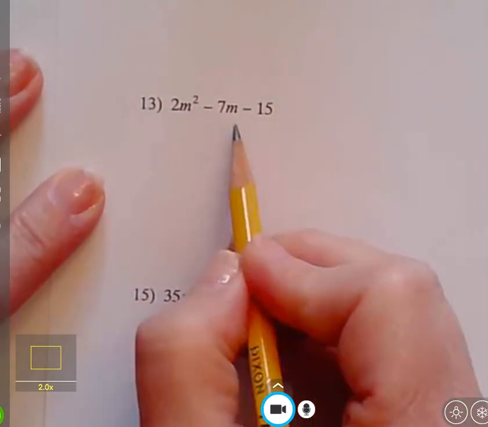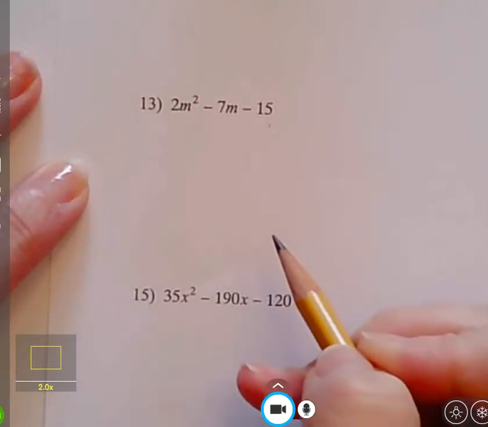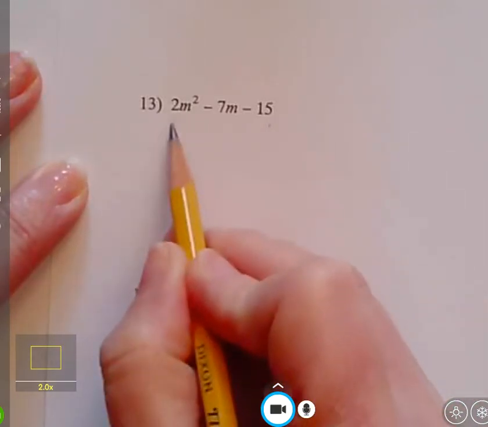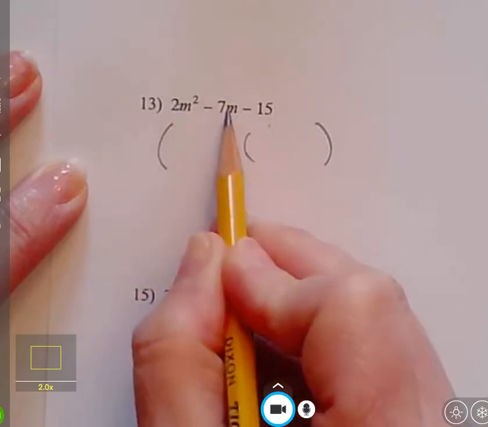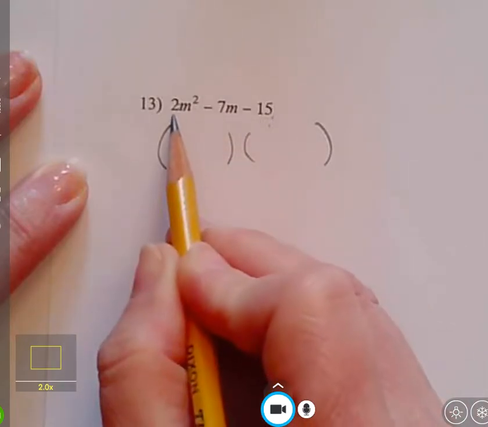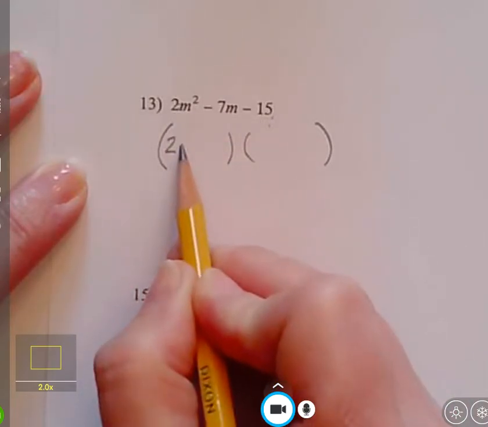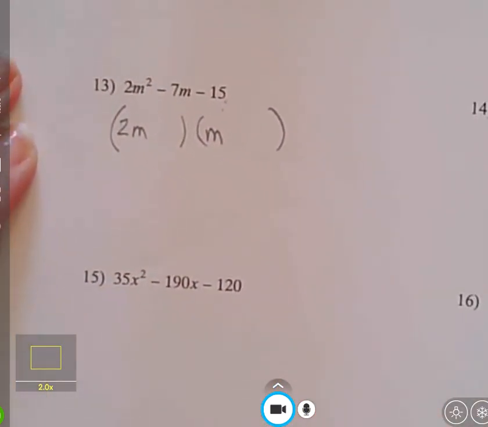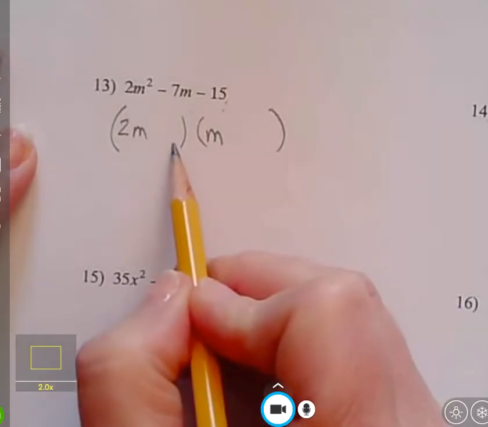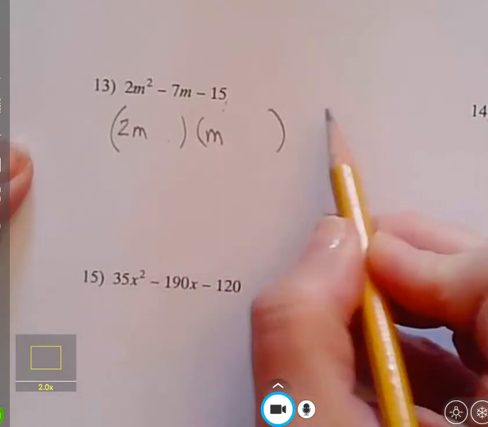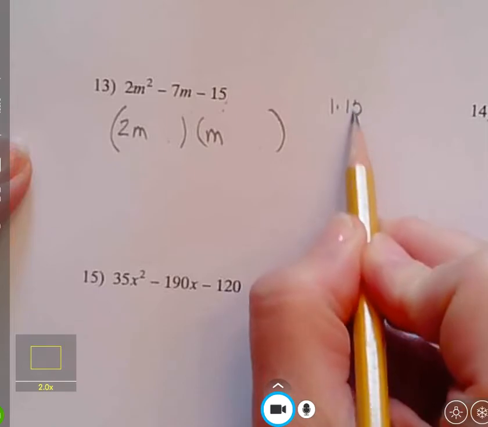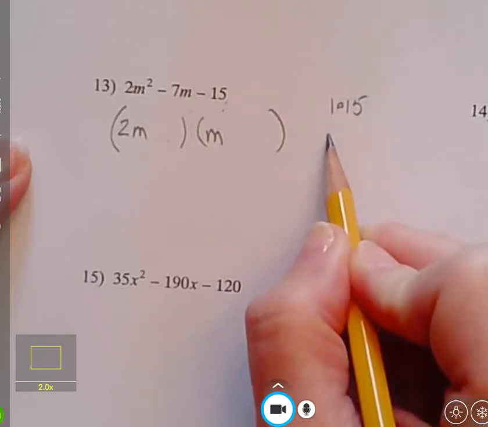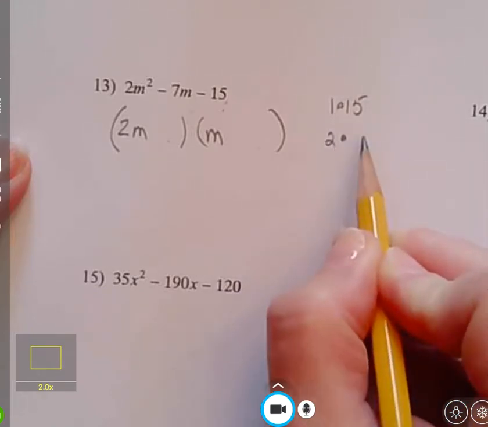Okay, number 12. Something common? Nope. Nothing common there, so we're going to move on to sets of parentheses because I have a trinomial with a coefficient. So I'm going to split this up with 2m and m. At least I have a prime number, so I set something in stone. These back numbers have to multiply to 15. So I'm going to get 1 and 15 for my back numbers, or 3 and 5.